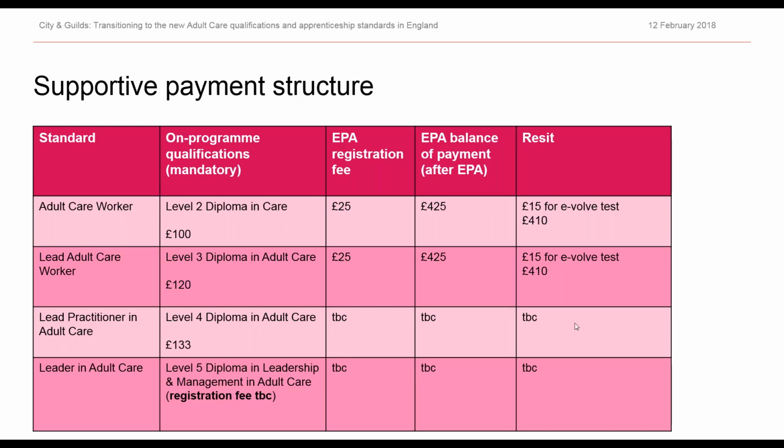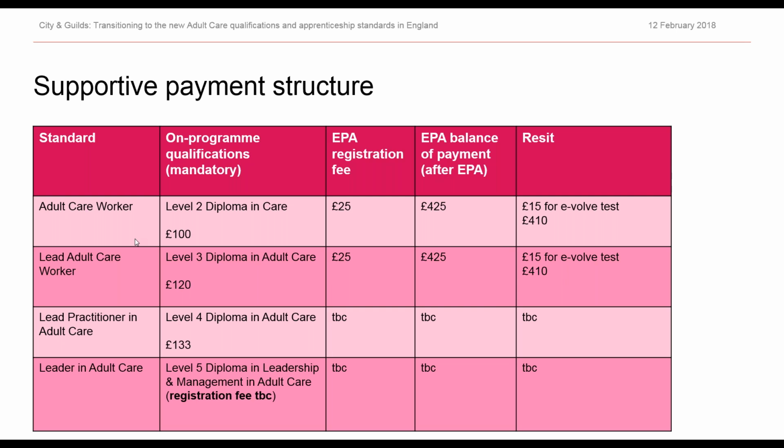The level 4 doesn't have a SACE framework, so we're waiting for that apprenticeship standard to be published. Just this slide is around our payment structure for endpoint assessment and for our own programme. If I just take the adult care as an example, again, the prices are similar. The only difference is the on-programme qualification fee.